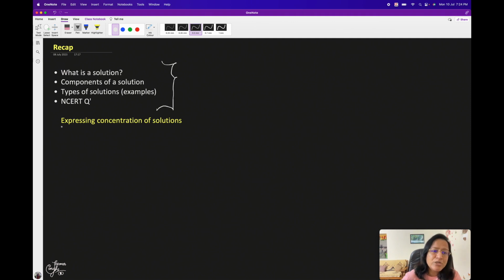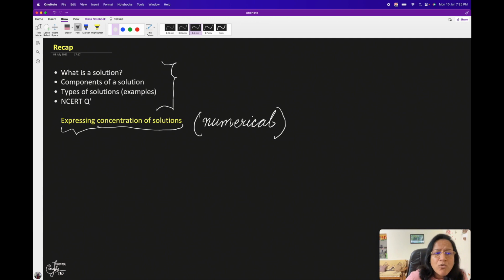In today's class, we'll talk about expressing concentration of solutions. Now, I've mentioned in my last class that this topic is important from a numerical point of view. You have plenty of formulas here, and these formulas will be used to solve numericals based on other topics also. I want you to keep a rough copy and a pencil or pen handy so that you can do calculations with me.